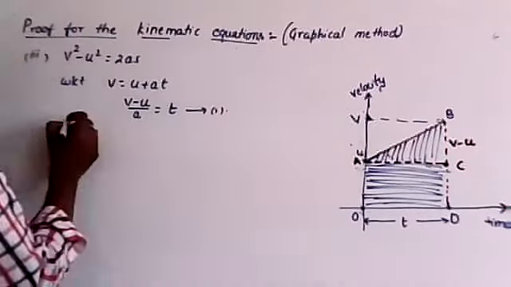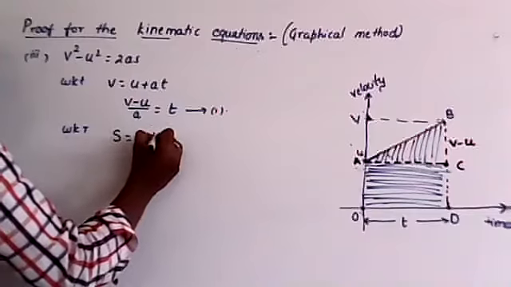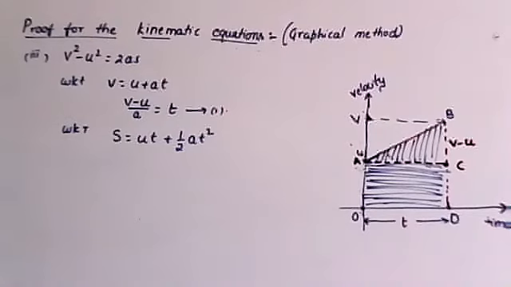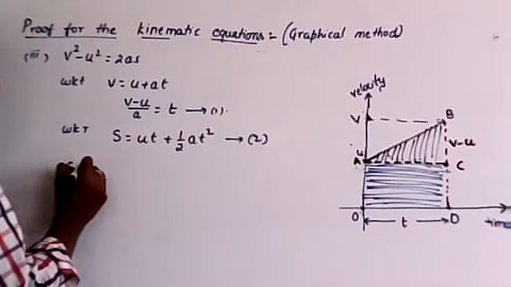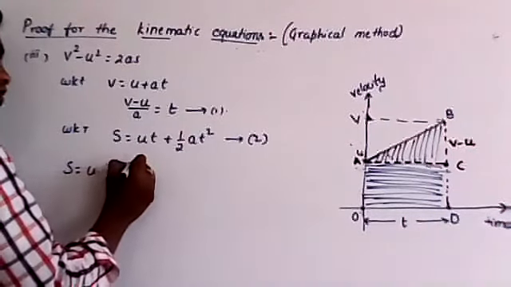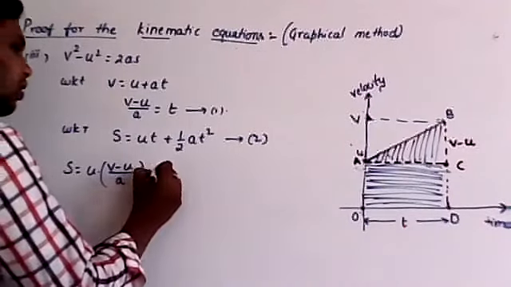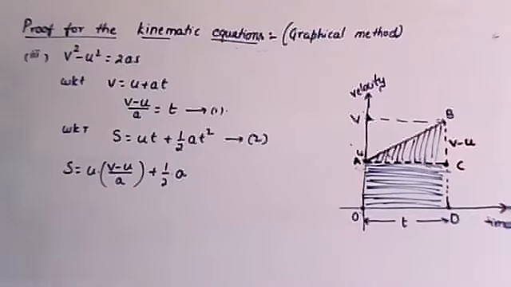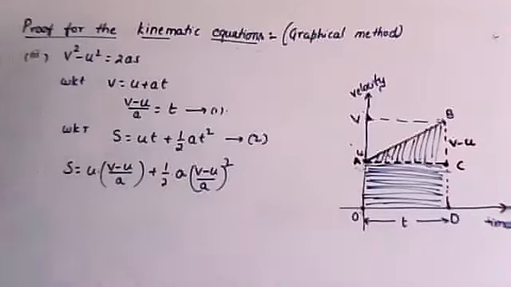Now from this graph we derived the second relation, that is, s is equal to ut plus half at squared. We derived this relation. Now substitute equation number 1 in equation number 2. Then s is equal to u into the t value, means (v minus u) by a, plus half into a, where t can be taken as ((v minus u) by a) whole squared. Understood this point?